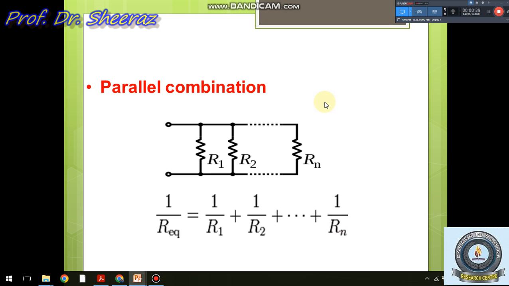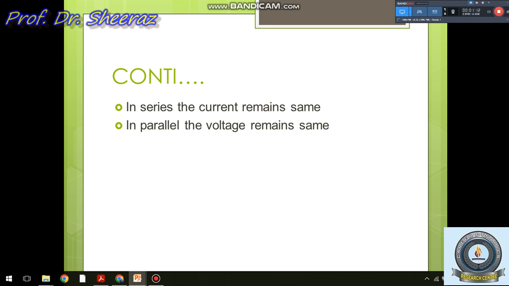If we want to add them in parallel combination, it is like R1 in parallel with R2, parallel with R3 and so on. The equivalent resistance of the parallel combination can be found as 1 over R equivalent equals 1 over R1 plus 1 over R2. So the resistances are not added as in the case of series resistance; rather they are added in their reciprocal forms, and after taking their LCM we get the total R equivalent of the parallel combination.